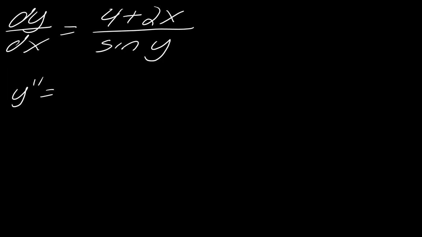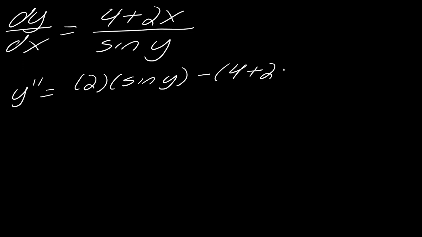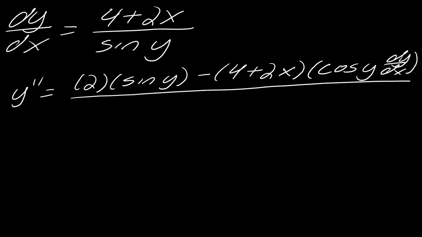So y double prime, I've got to use the quotient rule again here, right? First I take the derivative of the top, which is just 2, and then I multiply that by the bottom, which is sine y. And then I leave the top alone, and I take the derivative of the bottom, which will be cosine y dy dx. And then I square the bottom, so we'll call this sine squared y.